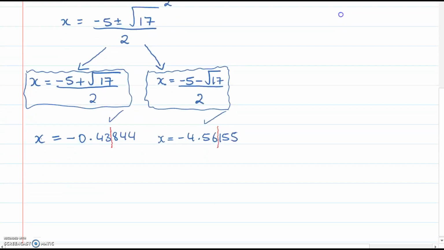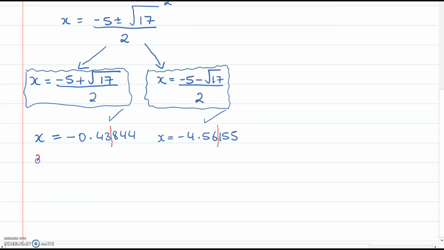And then that should give us our final answers. So this would be x is equal to negative 0.4. Now the 8 that was behind the line bumps this one up to 4. So x is approximately negative 0.44, or corrected to 2 decimal places is negative 0.44.